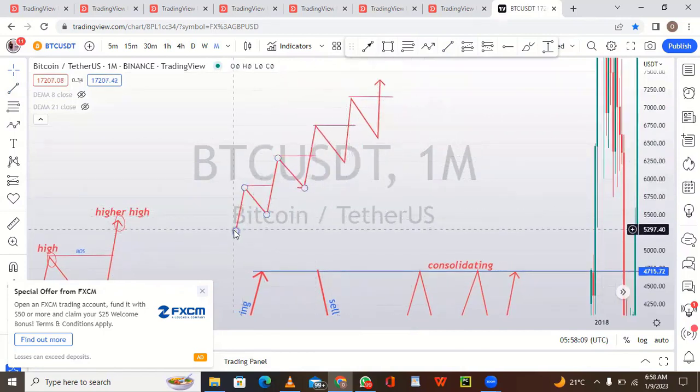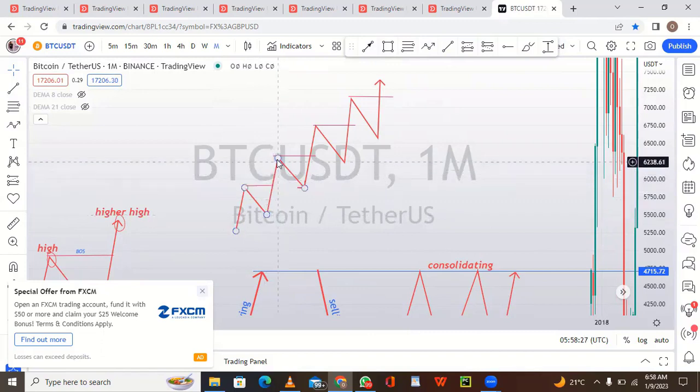So I've told you, for you to identify a bullish market, the first thing I said is that there is a low that must be identified. And then after that low is created, there should be a high. After that, there should be a higher low, which means that the next low must not be lower than what? The previous low. So it must be higher.